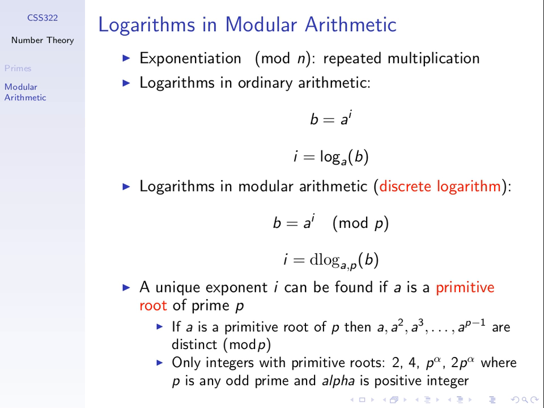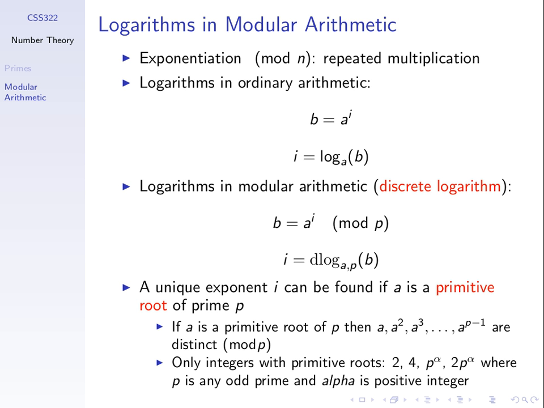If a is a primitive root of p, then it holds that a to the power of 1 mod p gives some answer. a to the power of 2 mod p gives some other answer. And so on, up to a to the power of p minus 1 gives some answer. And of all those answers, they are distinct. That is, they're different values. If that's true, then a is a primitive root of p.